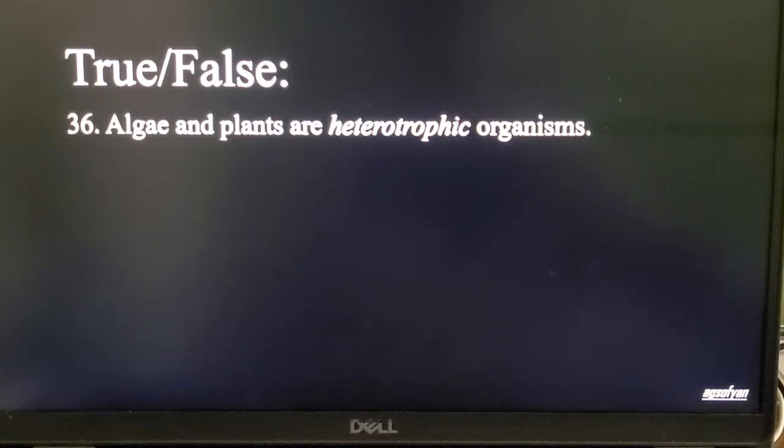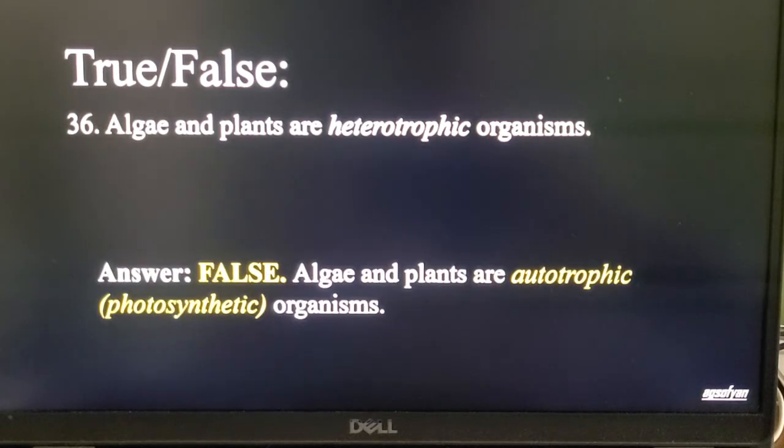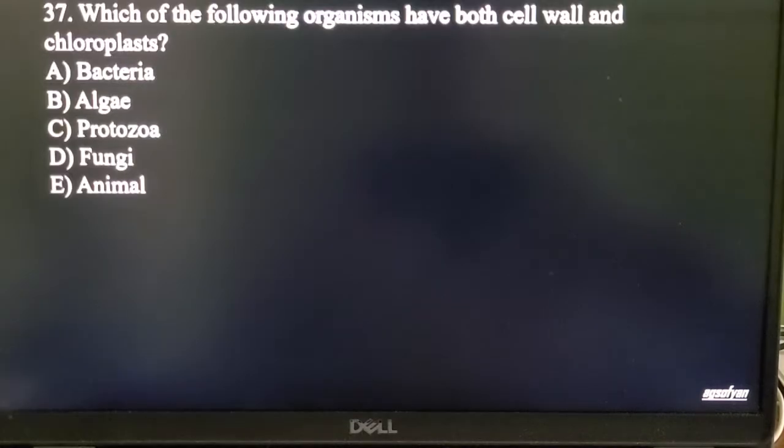Number 36. Algae and plants are heterotrophic organisms. True or false? Of course, it is false. Again, algae and plants are autotrophic organisms. They are able to make their own food because they have chloroplast. They are able to perform photosynthesis.